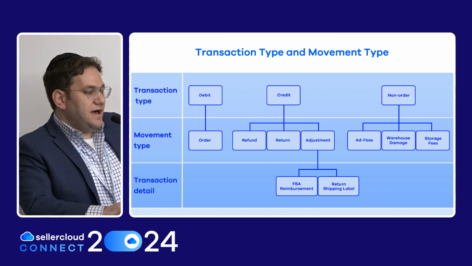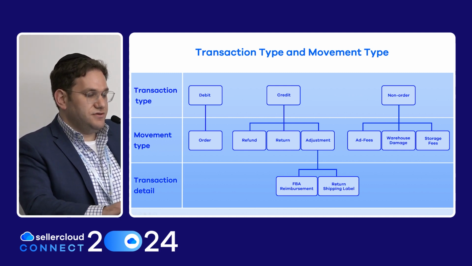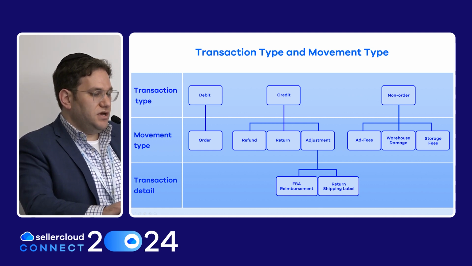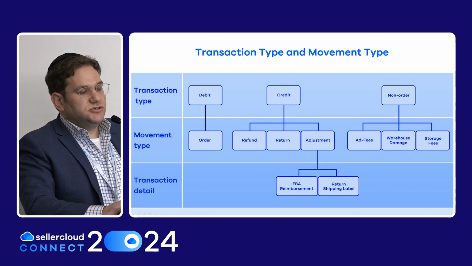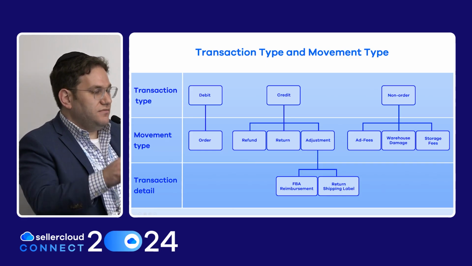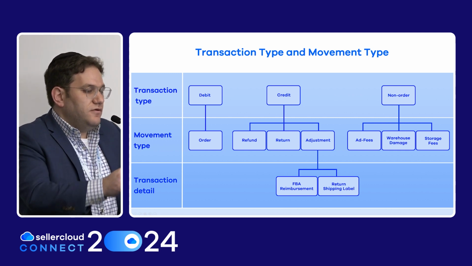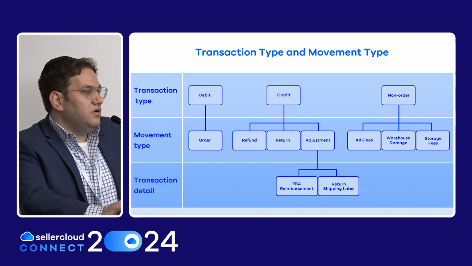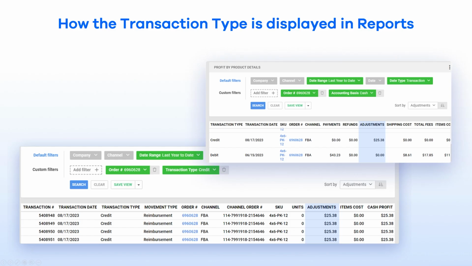You see the top lane is transaction type, where you have debits, credits, non-order transactions. And then the middle lane is the movement types, which describe the nature of the transaction. And then the bottom lane I added just to show you that adjustments sometimes, in your transaction details report, you'll see for reimbursements will actually show the movement type as reimbursement, but the value will show up under the adjustment field. And over here you can see how it's displayed in reports.